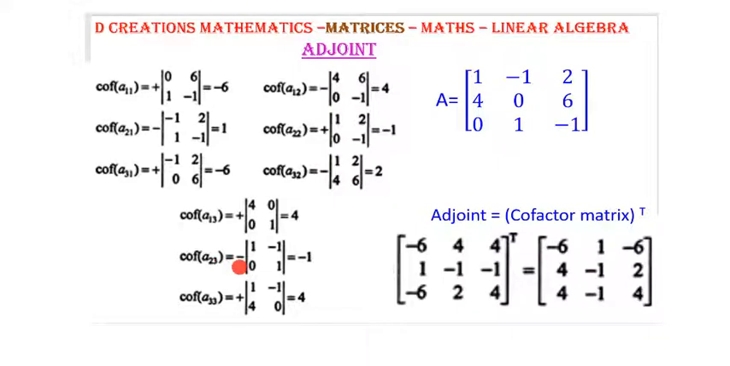Now let's move on to A23. What is A23? Second row, third column. So exclude the second row, exclude the third column. You're left with 1, minus 1, 0, 1. 1 into 1 is 1. 2 plus 3 here, the addition is 5. Minus 1 raised to 5 is minus 1 itself. The sign has to reverse.